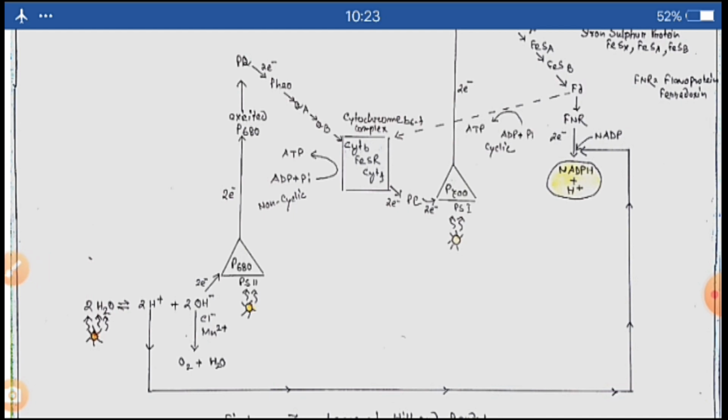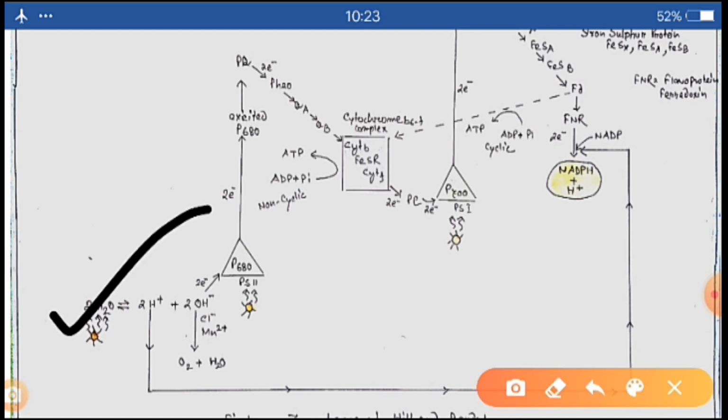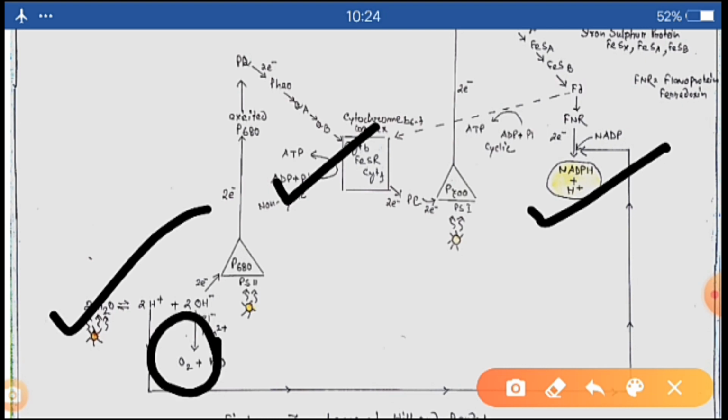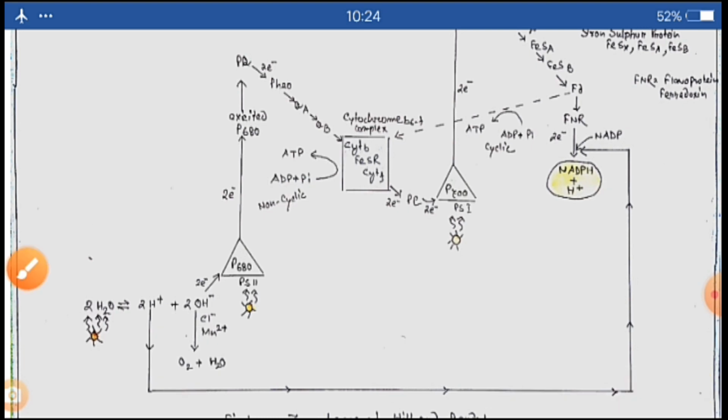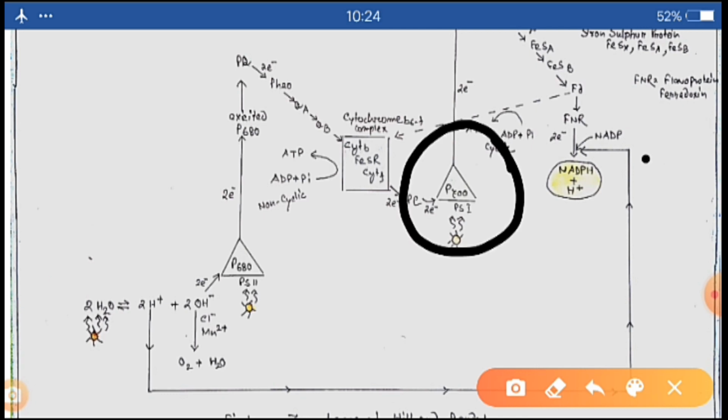photophosphorylation. That is, in case of non-cyclic photophosphorylation, splitting of water is required, one molecule of ATP is synthesized, and at last NADPH plus H plus ion is synthesized. And it is to be noted that oxygen is produced as a byproduct. But in case of the cyclic process, only P700 is involved, and here only two molecules of ATP are synthesized. No NADPH is synthesized and there is no need of photolysis of water.